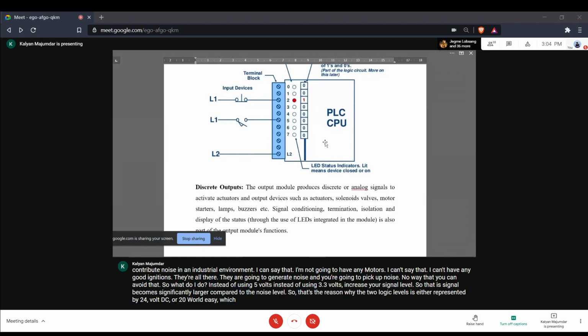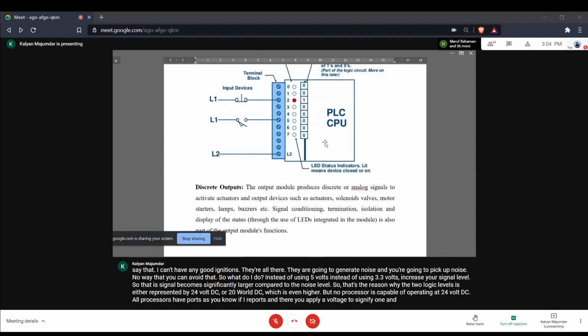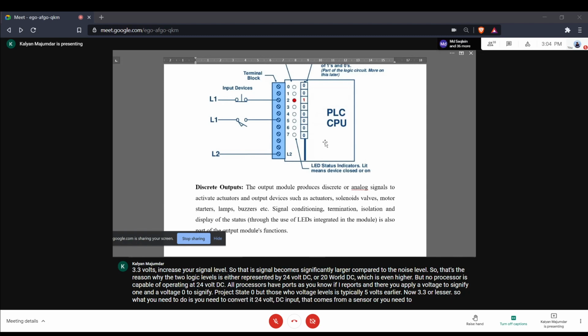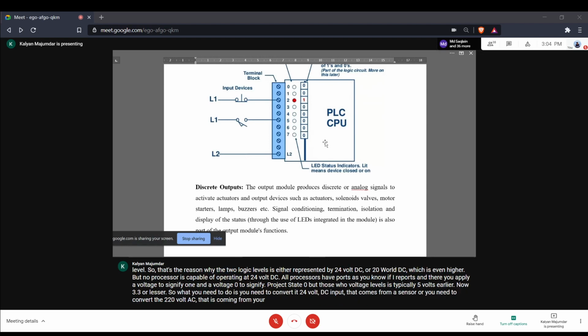But no processor is capable of operating at 24 volt DC. All processors have ports, as you know, IO ports, and there you apply a voltage to signify 1 and a voltage of 0 to signify logic state 0. But those two voltage levels are typically 5 volts earlier, now 3.3 or lesser. So what you need to do is convert the 24 volt DC input that comes from a sensor, or the 220 volt AC that is coming from a sensor, into a 3.3 volt level or 1.8 volt level, which is compatible with your processor.